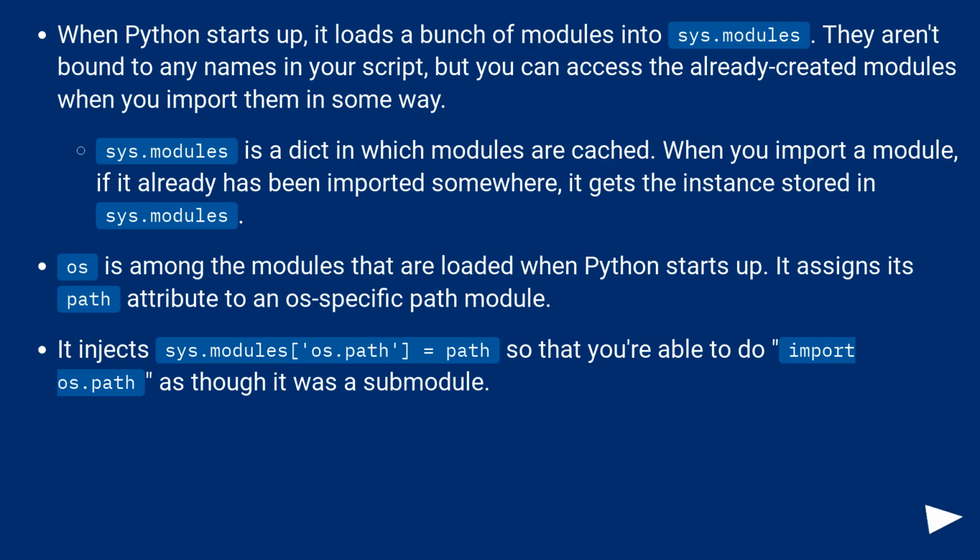os is among the modules that are loaded when Python starts up. It assigns its path attribute to an os-specific path module. It injects sys.modules['os.path'] = path so that you're able to do import os.path as though it was a submodule.